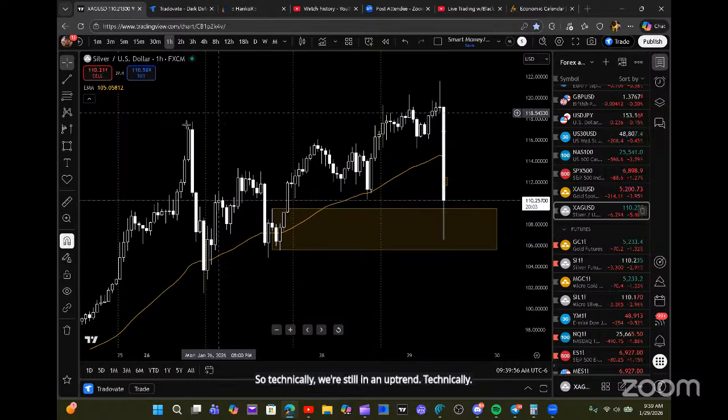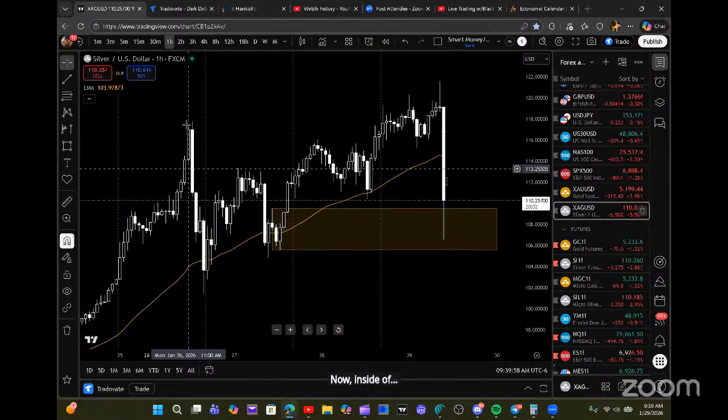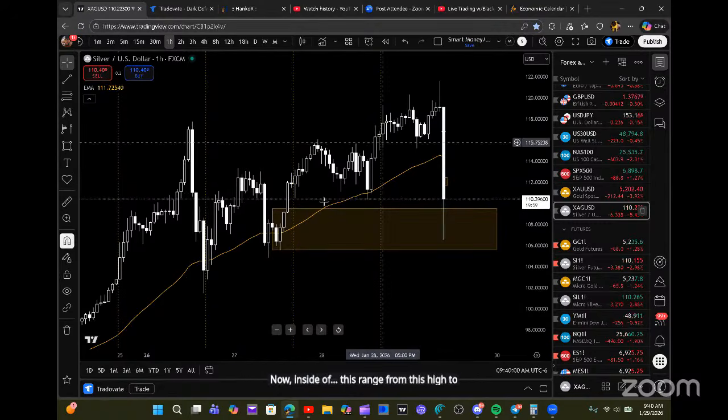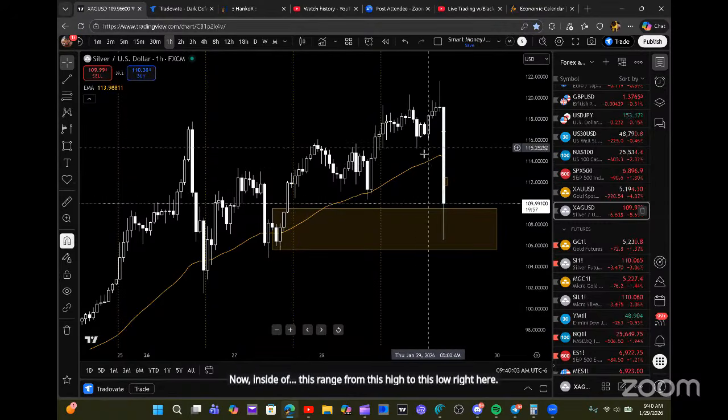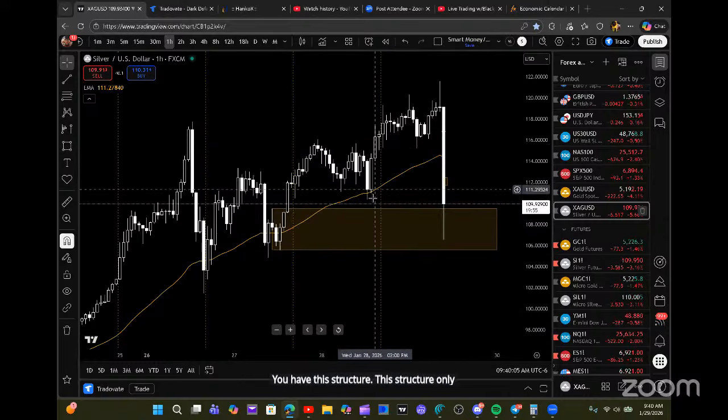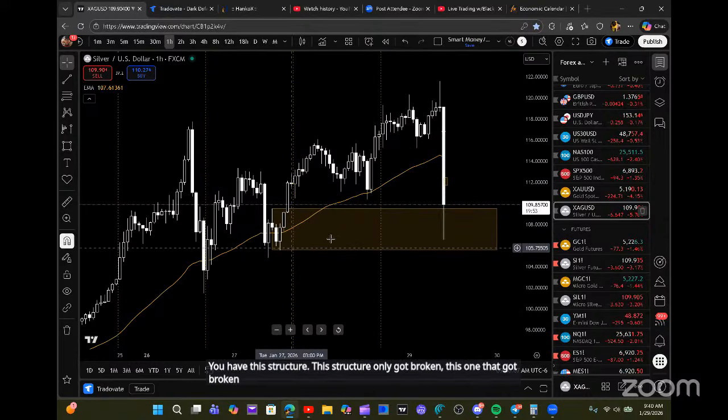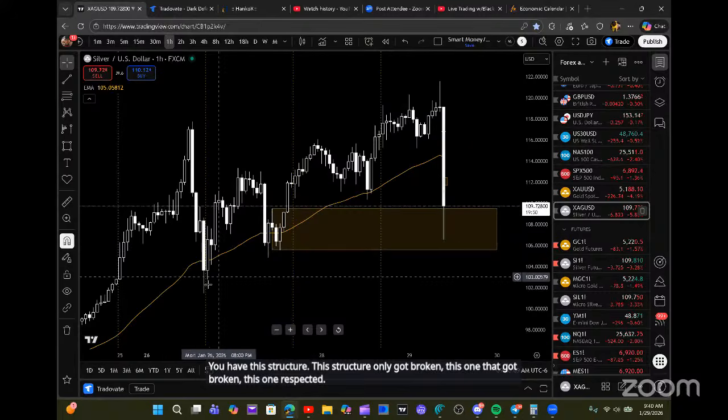Now inside of this range from this high to this low right here, you have this structure. This structure then got broken. This one then got broken. This one respected. And this one respected this major low right here.